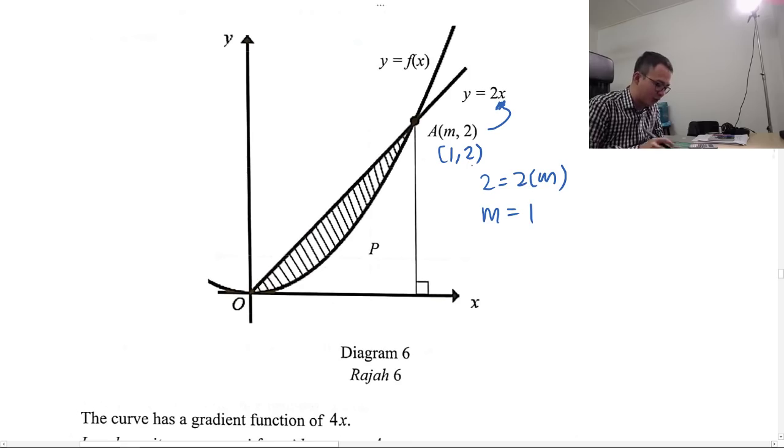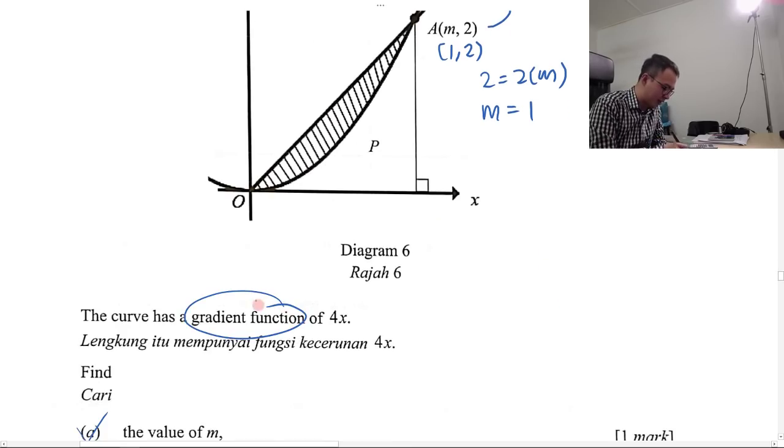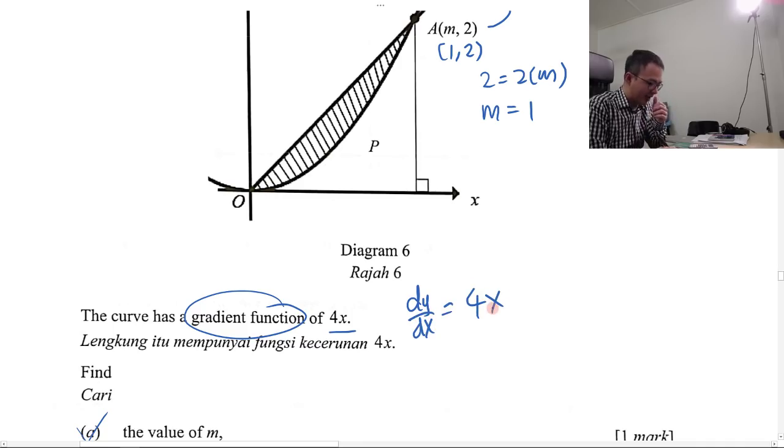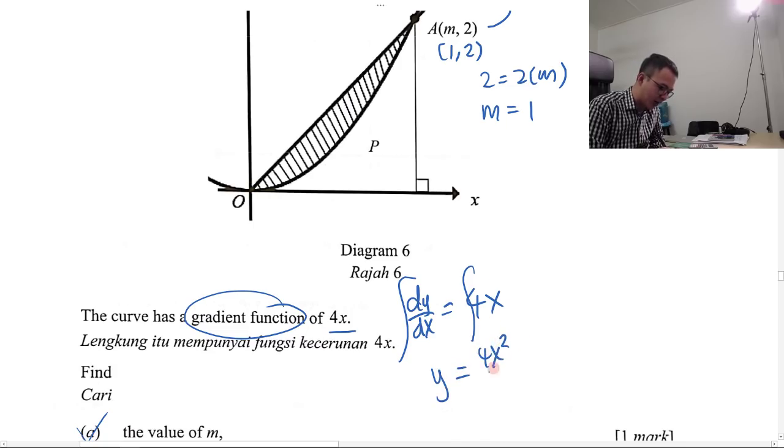Alright, so just now we have the gradient function is 4x. That means dy/dx equals 4x. So I can get the equation of the curve by integrating dy/dx. So I integrate dy/dx, I will get y. Then I integrate 4x, I should get 4x squared over 2 plus c. Alright, I simplify this one. I should get y equals 2x squared plus c.